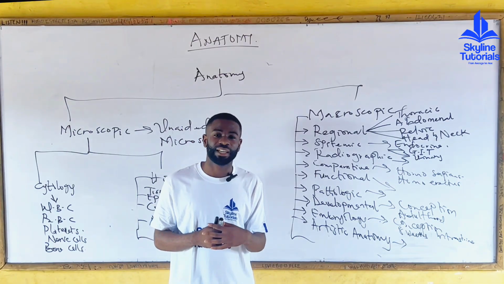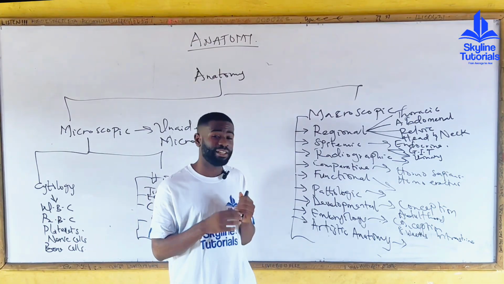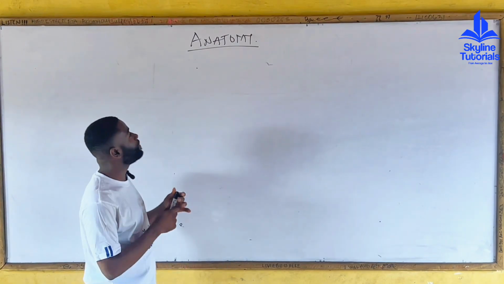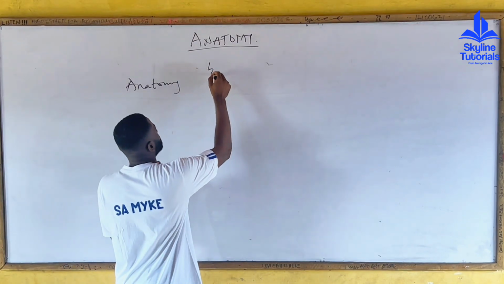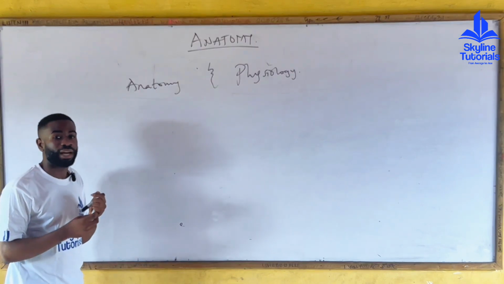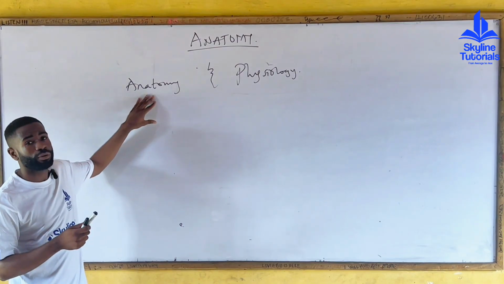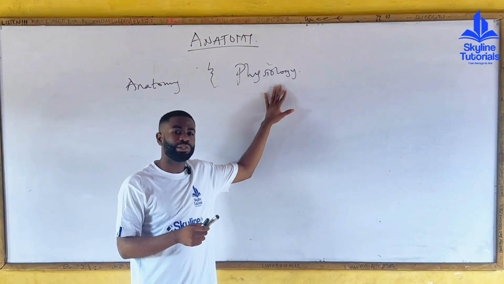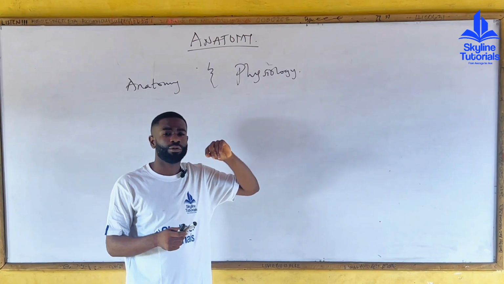The next objective of this class is to examine the relationship between anatomy and physiology. So let's delve into that to end this episode. Let's look at the difference, then we look at the relationship, how they are related. Anatomy studies the structure, the shape, the organization of the different parts of the human system. Physiology studies the functioning of that structure.